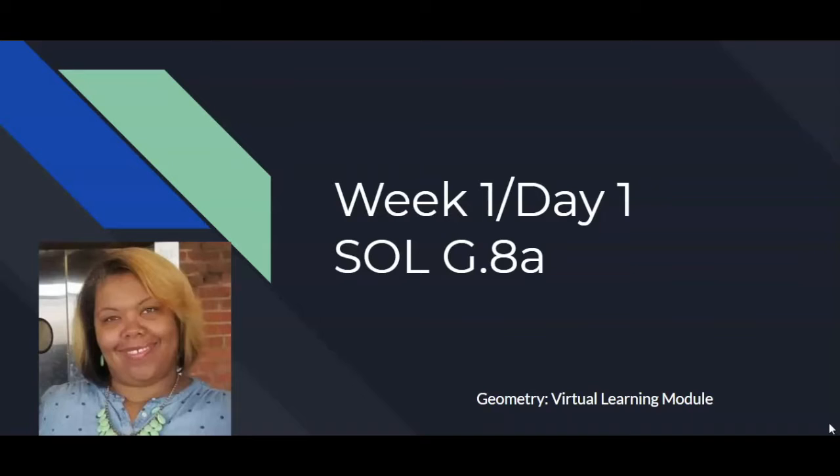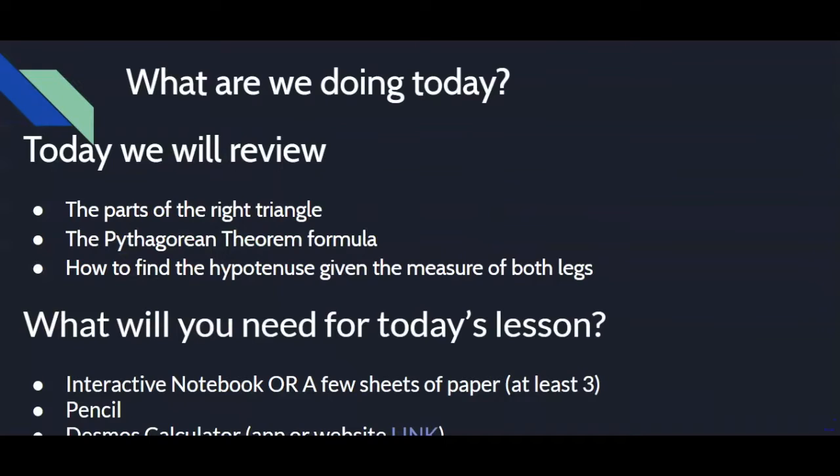In this series, we will learn geometry, where we will focus on a different standard each week. This week, we will focus on SOL G.8a, the Pythagorean theorem. Today, we will focus on the parts of the right triangle, the Pythagorean theorem formula, and how to find the hypotenuse given the measure of both legs.